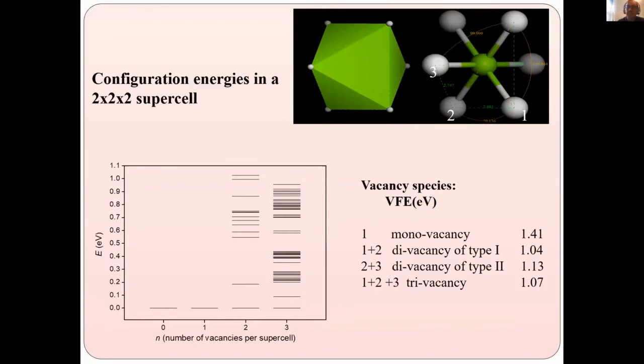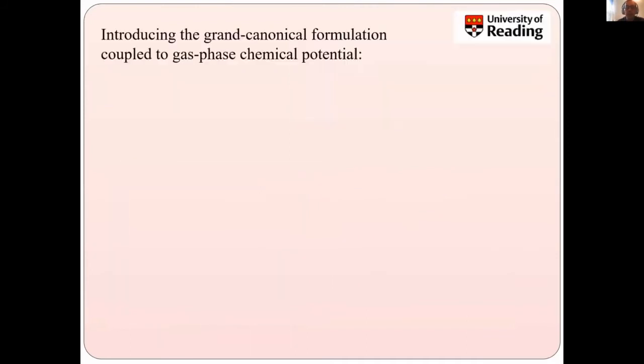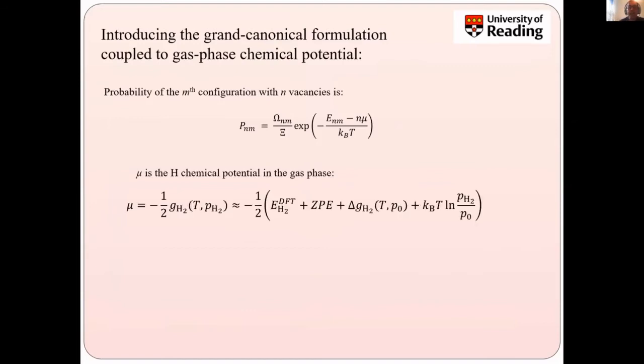You can calculate the vacancy formation energies for mono vacancies, divacancies and so on, and calculate the spectra. Now, when you apply the grand canonical formulation here, you can relate the chemical potential to the partial pressure of hydrogen that you have in the gas phase. And then you link that to the probabilities, and that will give you what fraction of vacancies you can expect at any partial pressure of hydrogen outside.